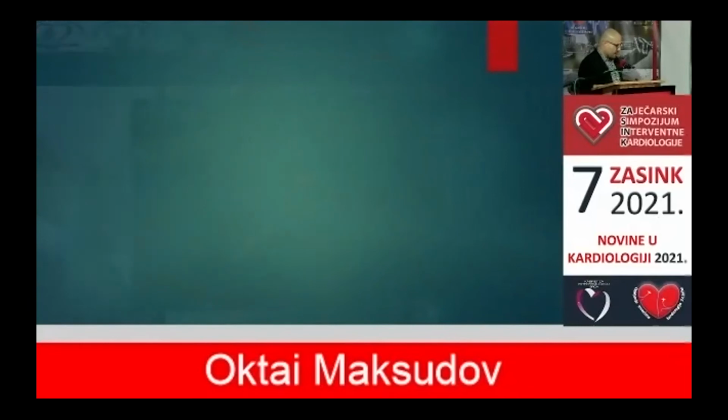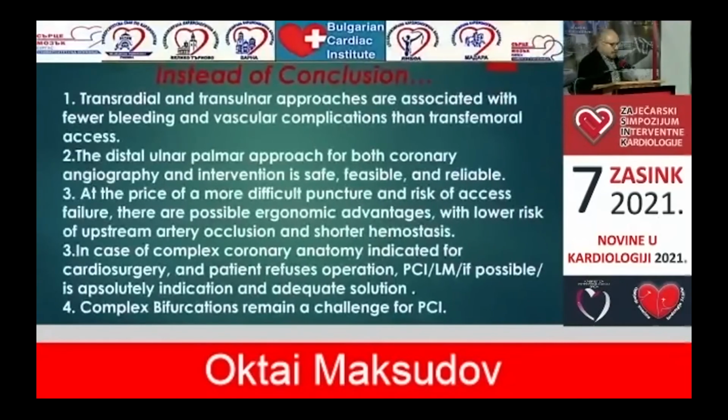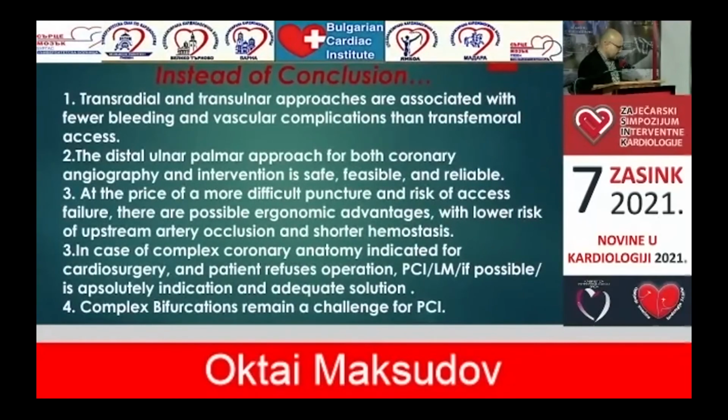So the hand was okay. So what are our conclusions from this case? That the transradial and transulnar approaches are associated with fewer bleeding and vascular complications than the transfemoral access. And the distal ulnar palmar approach, either for the diagnostic angiography or the intervention, is safe, feasible, and reliable. With the price of more difficult puncture and risk of access failure, there are some advantages as lower risk of upstream arterial occlusion and shorter hemostasis.